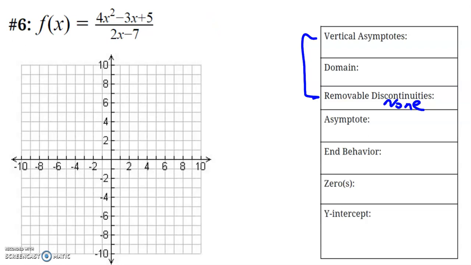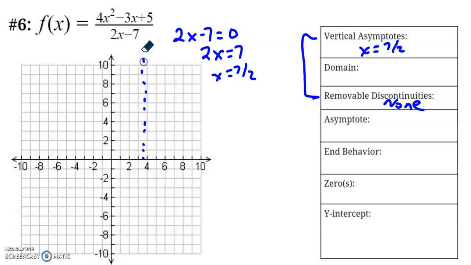So in this case, we're going to just start by setting the denominator equal to 0 and solving, so we get 7/2 as our vertical asymptote. And again, I'm going to go ahead and graph that right away. So that gives us 3.5, again as your dotted line, not the straightest there, but you get the idea.